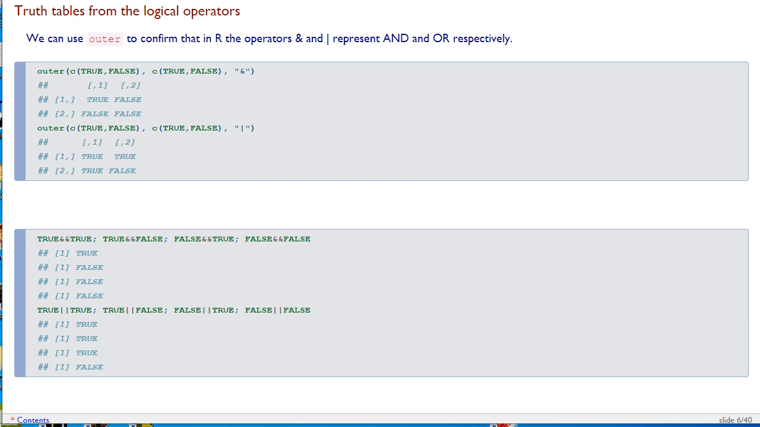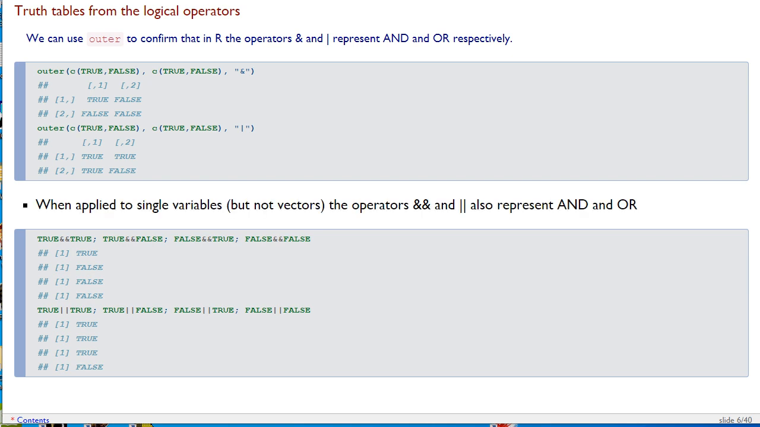Similarly, we can confirm that in R, a single ampersand represents AND, and a single vertical bar represents OR. The only trick here, which I had to look up, is that if you want to use an operator with outer, you have to put it in double quotes. So here is AND, and here indeed is the table that shows it's only when you have true and true as your inputs that you get true as the output. For OR, on the other hand, the only way to get false as the output is to have both the inputs be false. Now comes a tricky issue. There is another operator in R that represents AND.